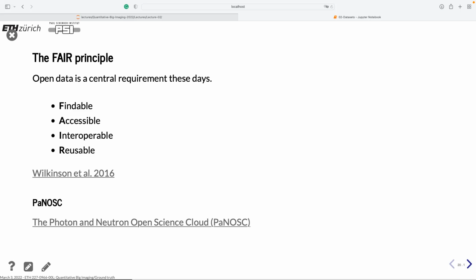And the whole FAIR principle is discussed and presented in this Wilkinson et al. paper. And within neutron and photon science, there is now a large initiative called PANOSC, which is a European, I think it's only European, collaboration to make data sets from neutron and photon sources available to the public.